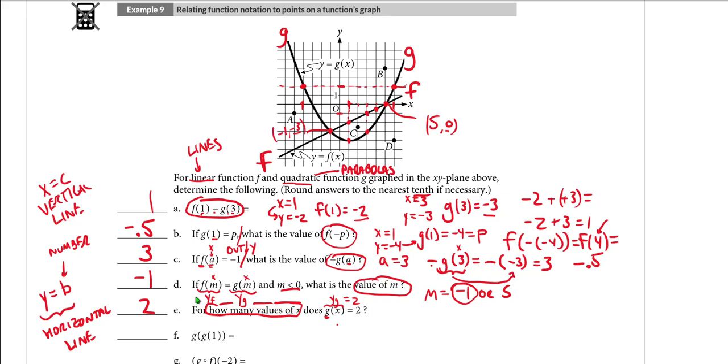It's not important to know what those values are. We could find them, -4 and 5 or 6, something like that. But the question's not asking us what those values of x are. It's just asking us how many of those x values there are.